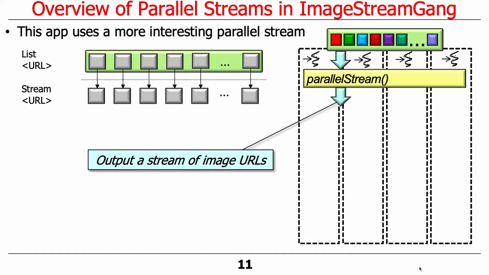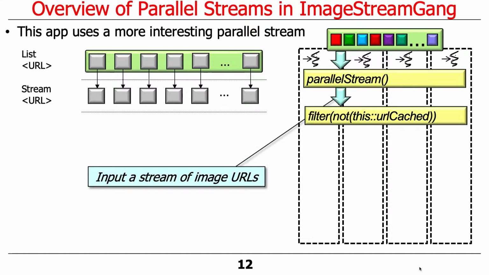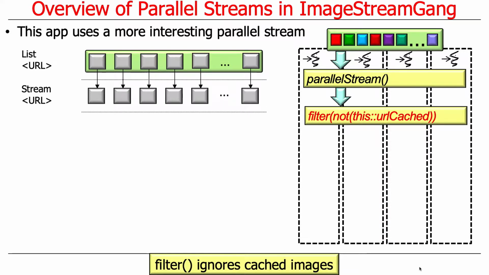So the parallel stream will create a stream of image URLs. We're then going to input that into the next intermediate operation in the pipeline, which is going to be the filter operation. And what filter is going to do is it's going to ignore cached images. So it's not going to let anything through that's already cached. If it's cached, then it'll be ignored because we're filtering for not cached. So it'll only let non-cached things through. That's what that's trying to say.